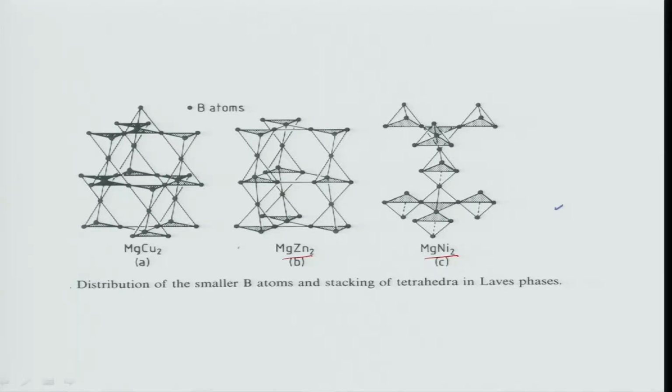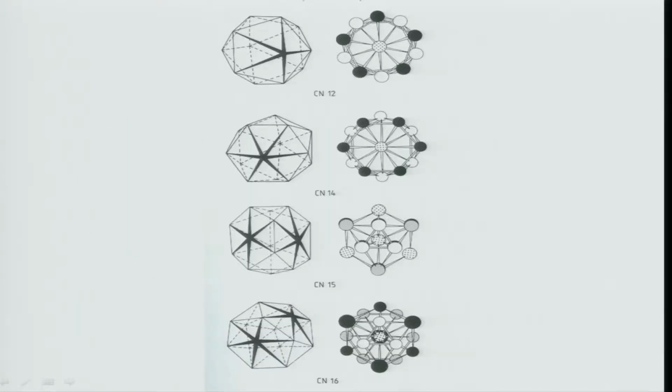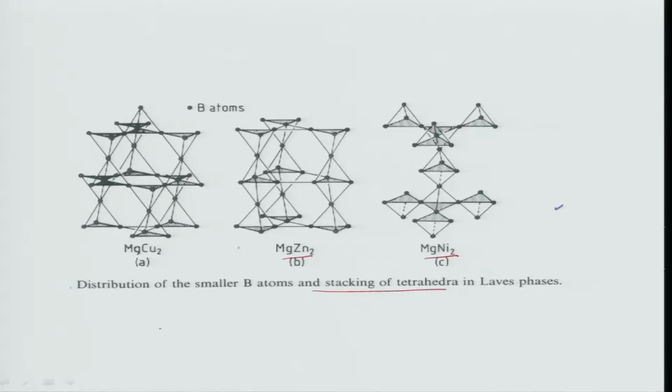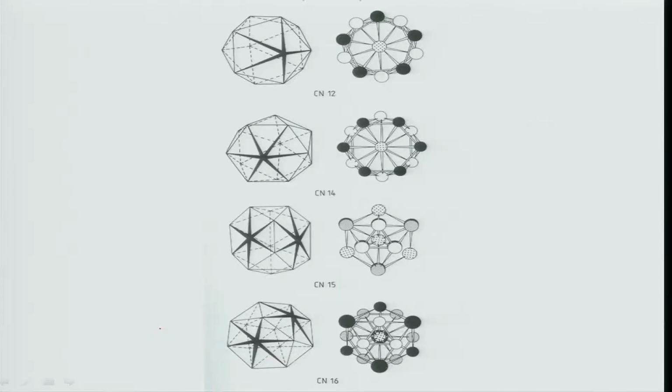Here tetrahedrally coordinated zinc atoms are stabilizing these structures. Here tetrahedrally coordinated nickel atoms are stabilizing this structure. So these structures are stabilized by stacking of tetrahedra. Now I have shown you that there are different coordinations: tetrahedral coordination, tetrahedral coordination, but they can have different coordination numbers too. So there are different types of coordination possible, that is what I am telling you.